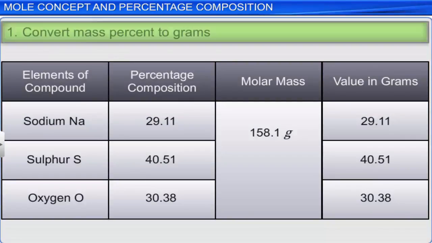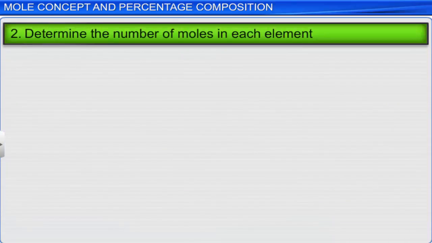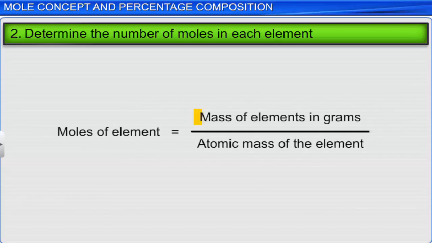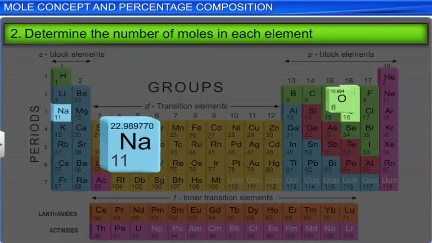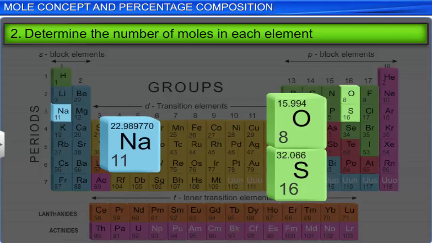First, we have to convert the mass percent to gram. As we have the values in mass percent, we can consider the sample as 100 gram and then convert the percent values to gram. Next, we have to determine the number of moles of each element. Divide the mass of the element in gram by the atomic mass of the element. The atomic masses of various elements can be identified from the periodic table.